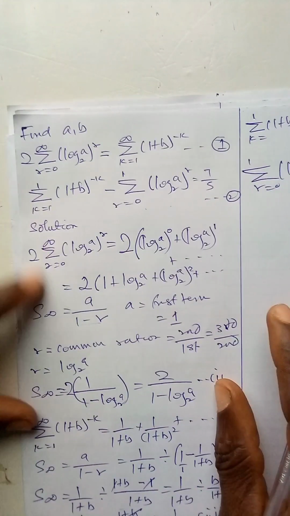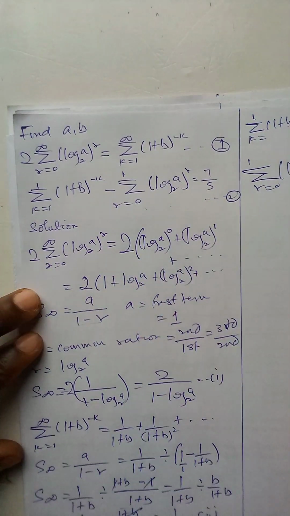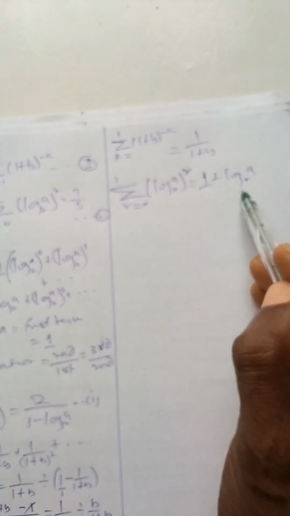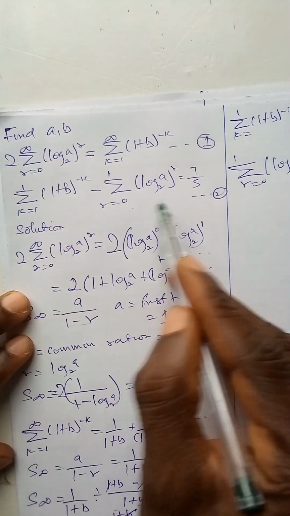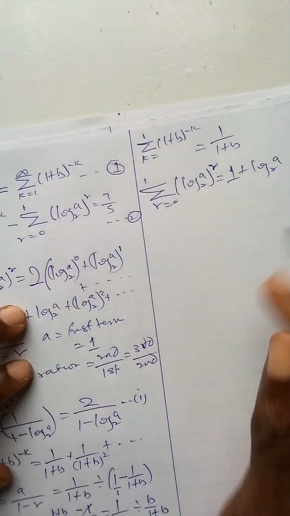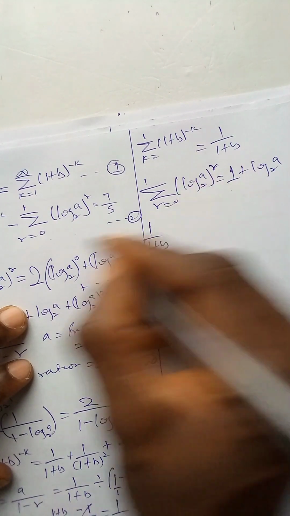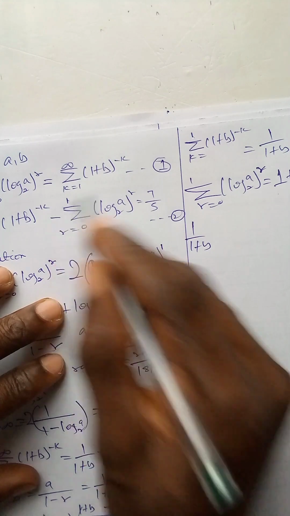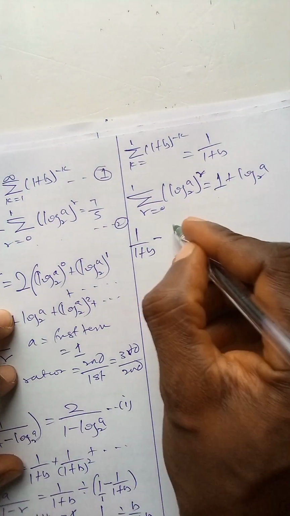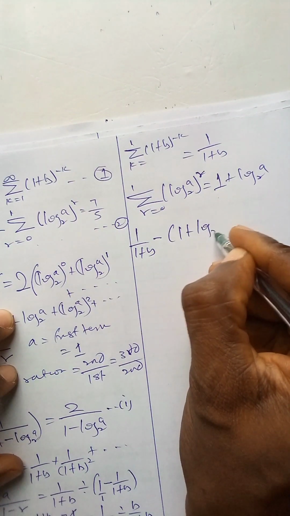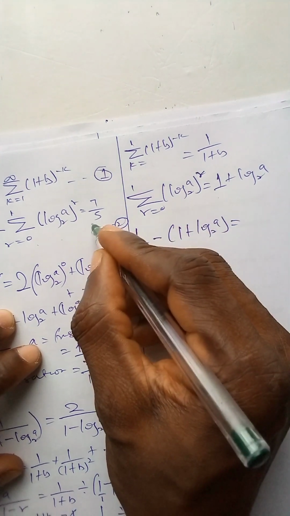So if we now put it in this form, substituting these into the original equation 2, we will get 1 over 1 plus b minus, this minus here now, minus 1 plus log to base 2 of a is equal to 7 over 5.